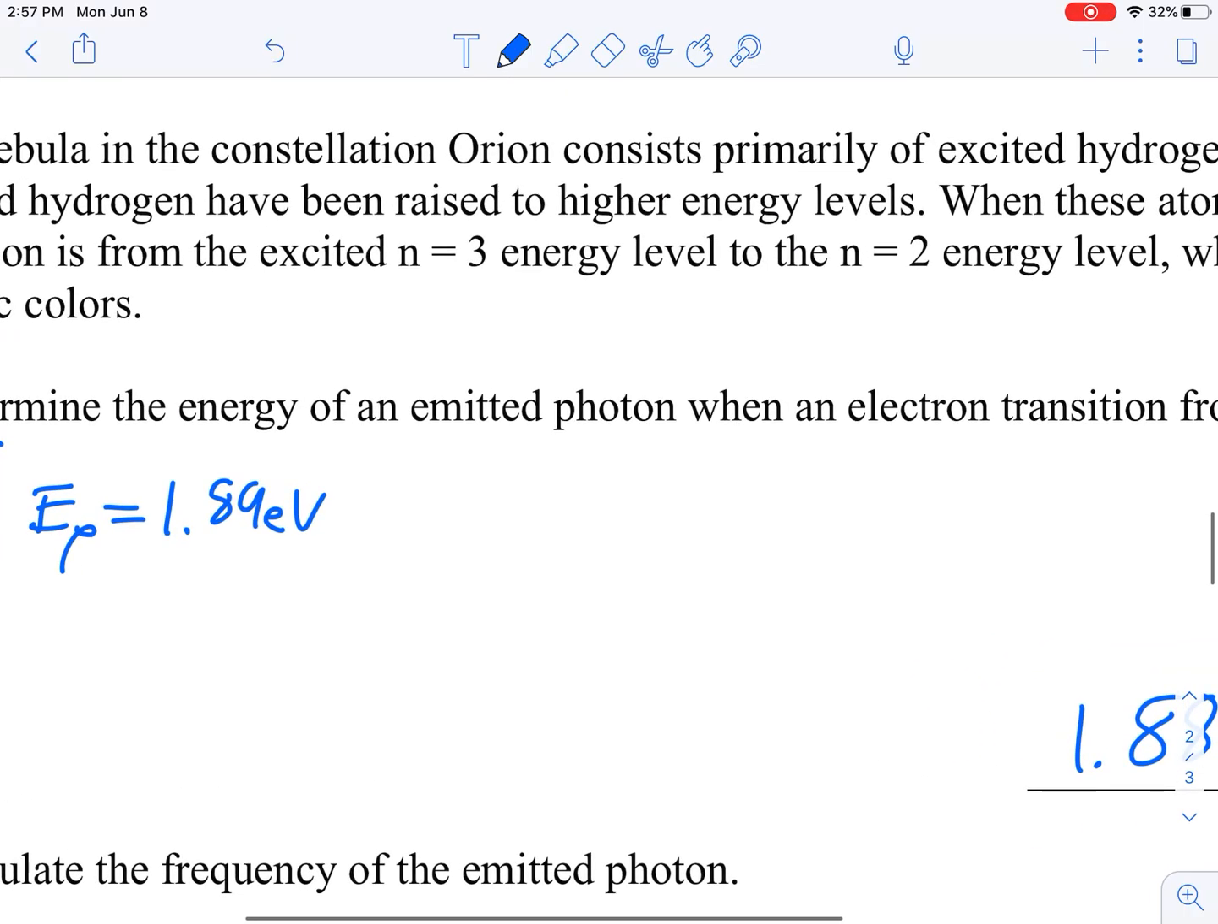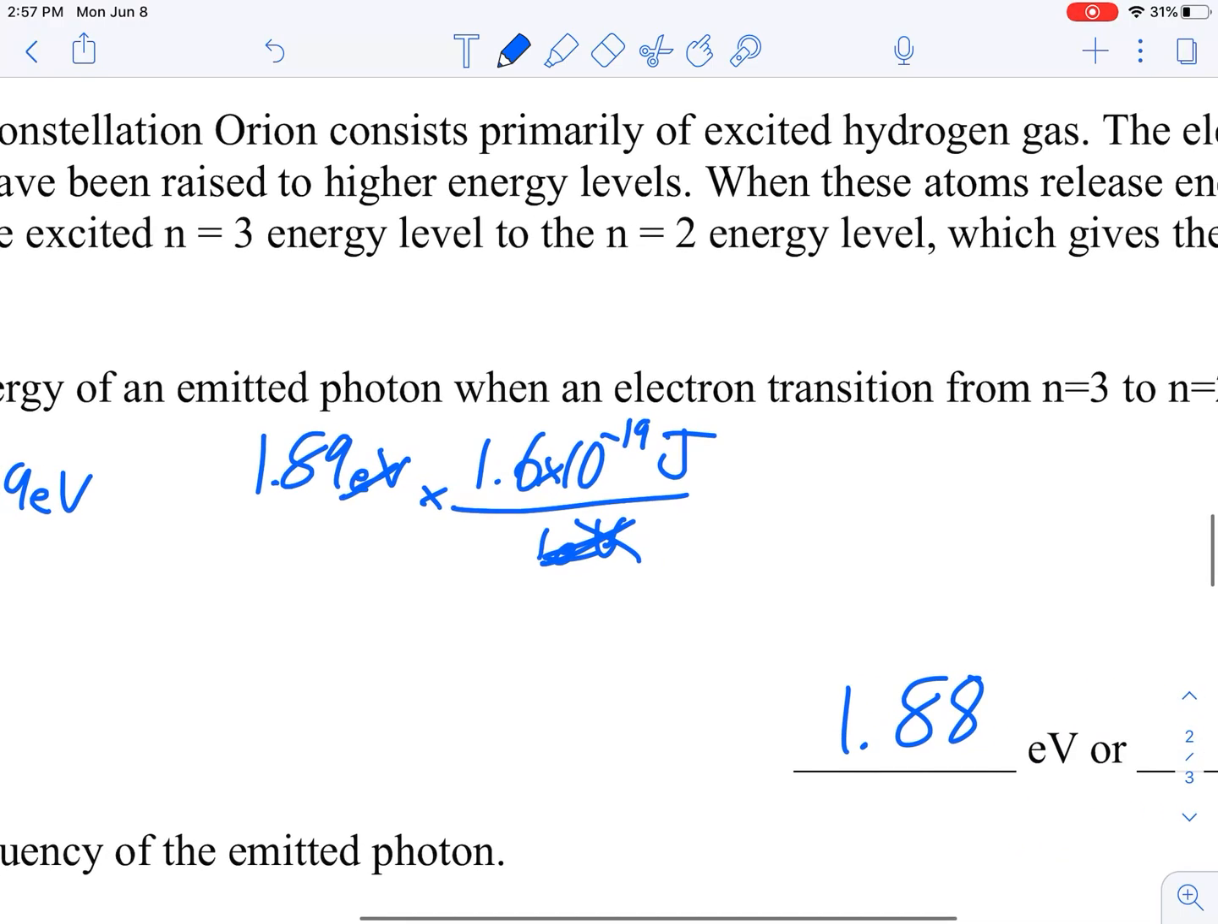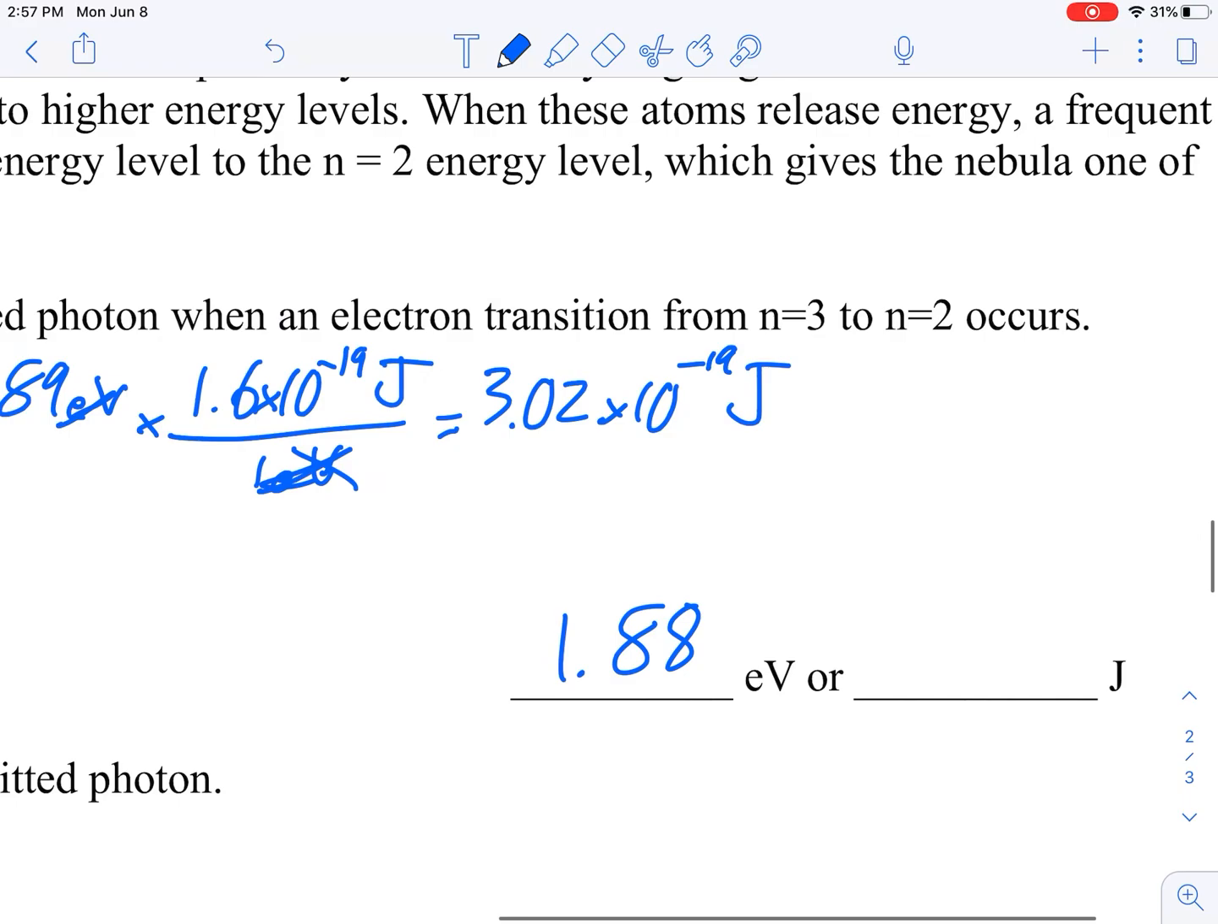We are going to have to convert that to joules though, so let's do that. 1.89 electron volts times 1.6 times 10 to the negative 19 joules over 1 electron volt. We get 1.89 times 1.6 times 10 to the negative 19. I get 3.02 times 10 to the negative 19 joules.